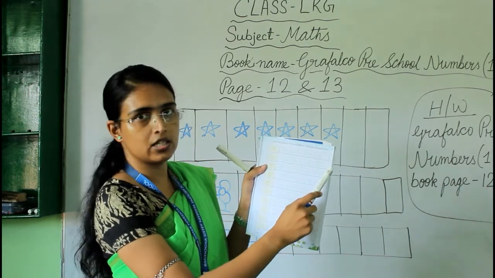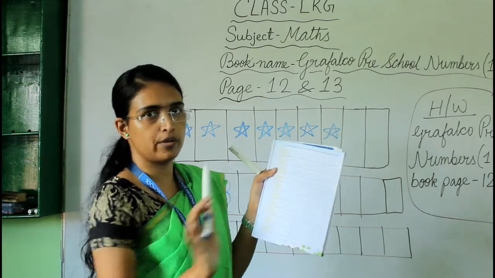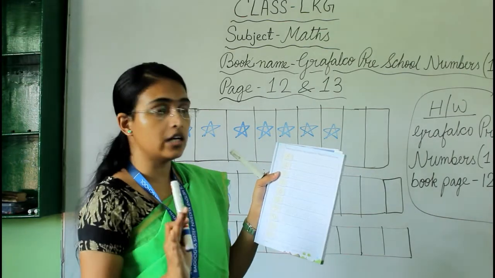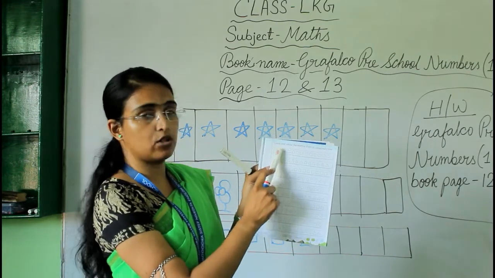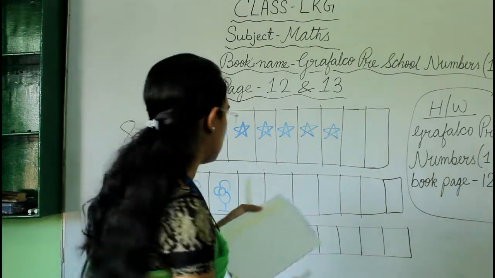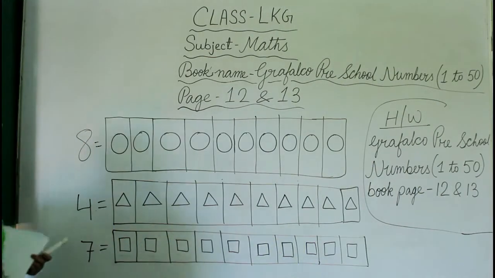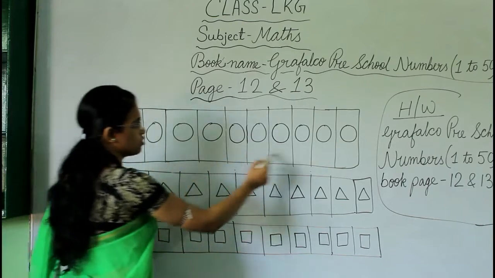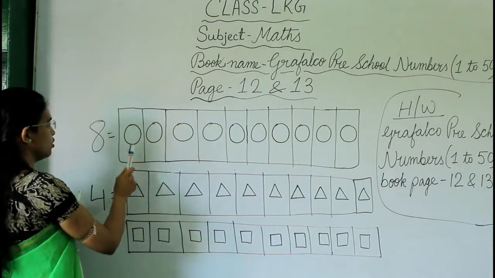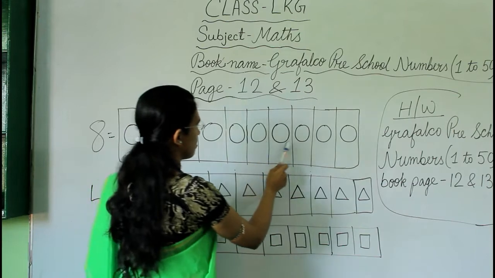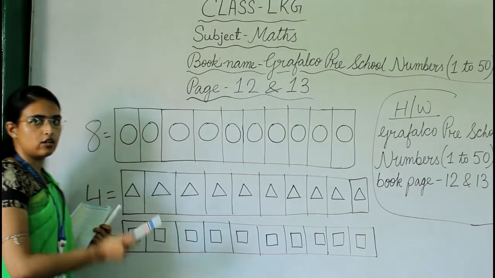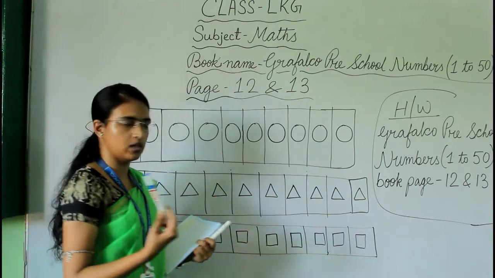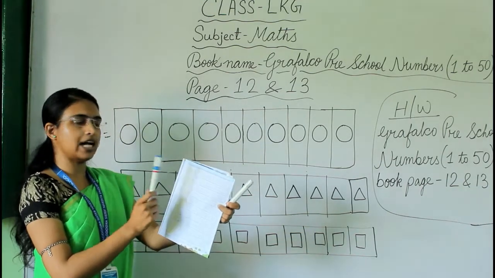So there are so many circles, but we don't need so many circles. How many circles do we need to color? We need to color 8 circles because the number is 8. Now the number is 8 and there are lots of objects. How many objects are there? 1, 2, 3, 4, 5, 6, 7, 8, 9, 10. 10 objects, that is circle. So how many circles do we have to color? We have to color 8 circles.